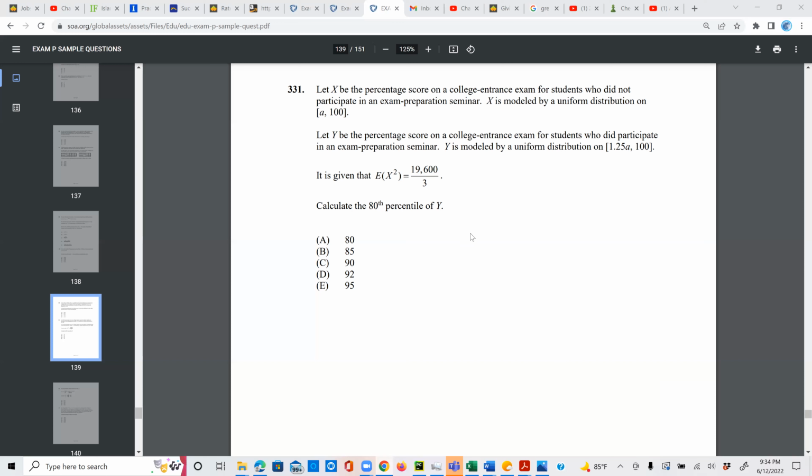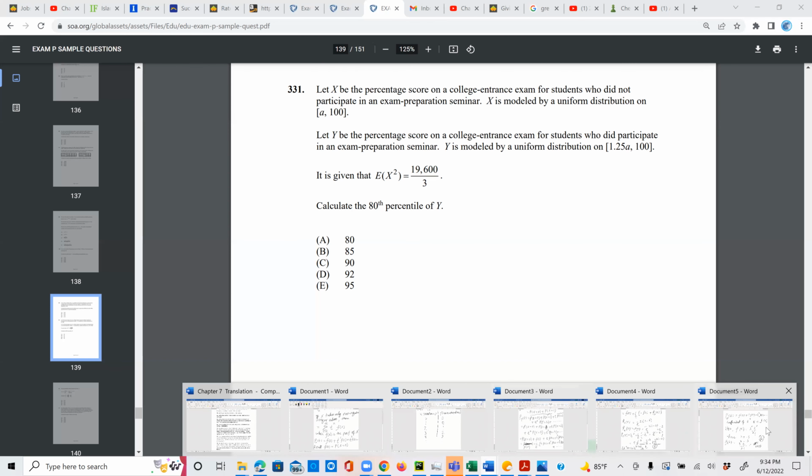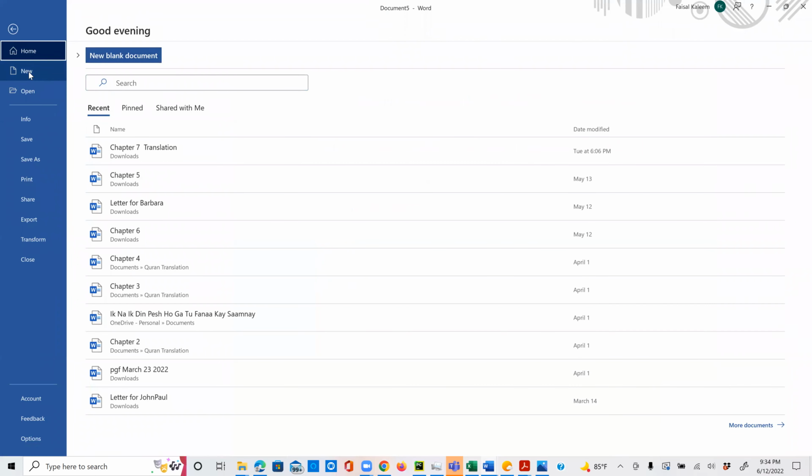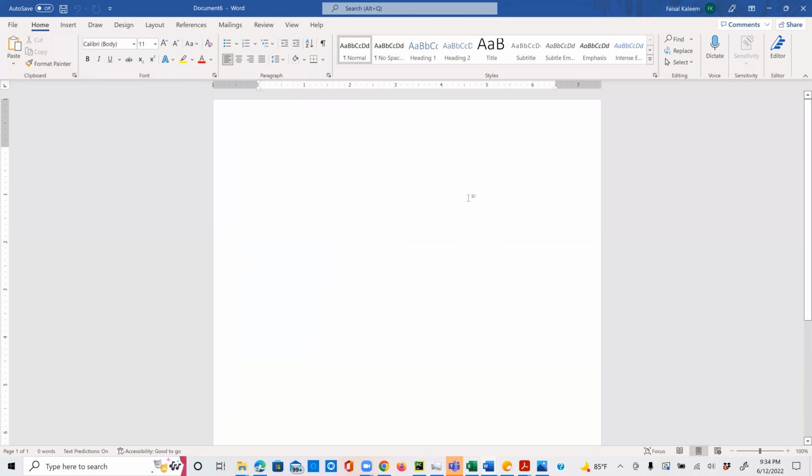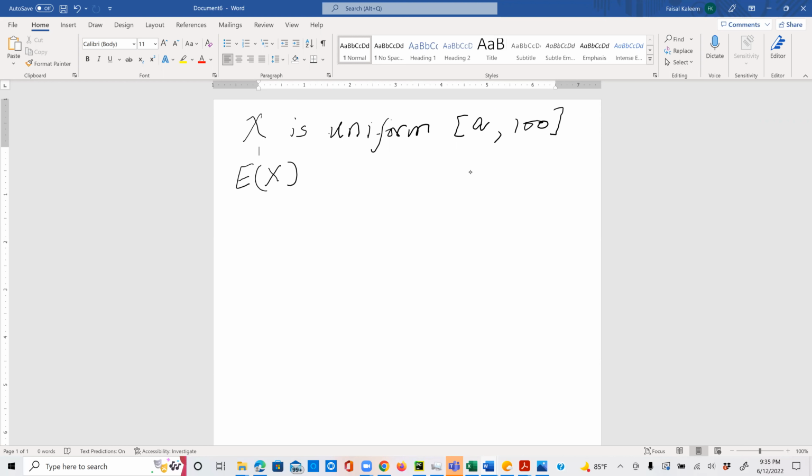So let's work with X first. It was given that X is uniform on A to 100. So let's write it down. X is uniform on A to 100. And for a uniform distribution, we know that the expected value is just the midpoint. So it'd be (A plus 100) divided by 2.